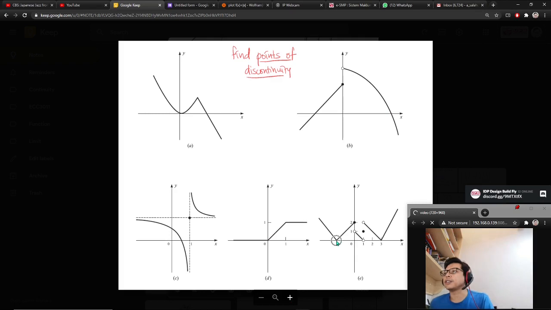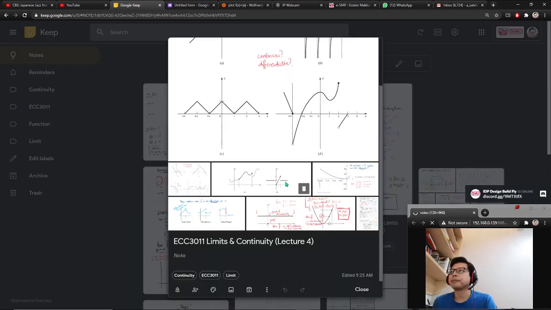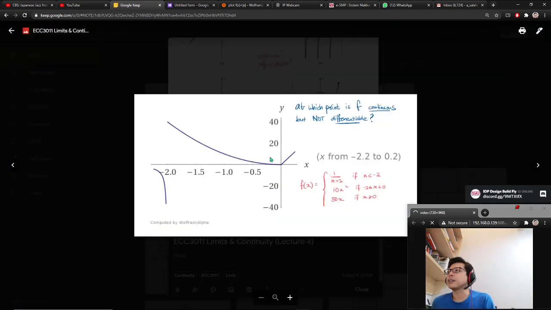So this one is not differentiable here, not differentiable here, not differentiable at that point, not differentiable here at point number 3. So at point number 0, here I think, what is this, -2? It's here, not differentiable. So that's easy.